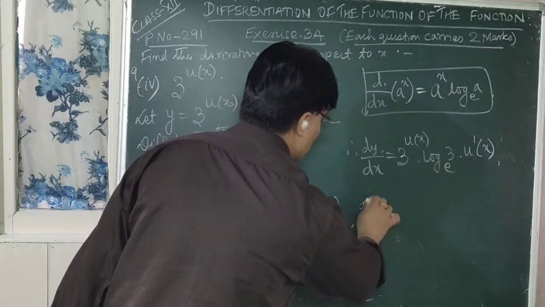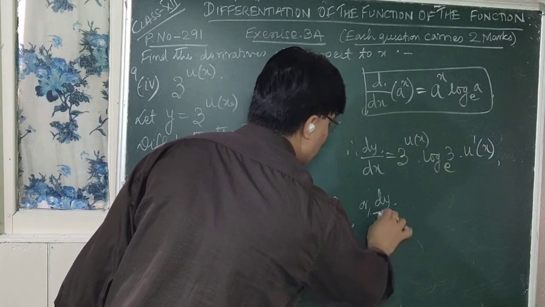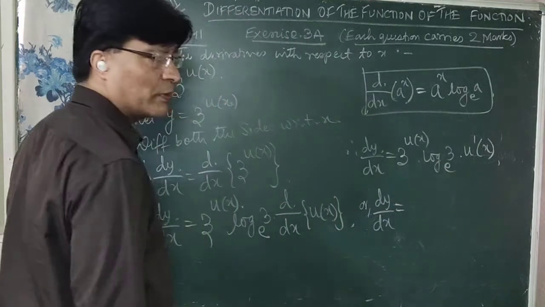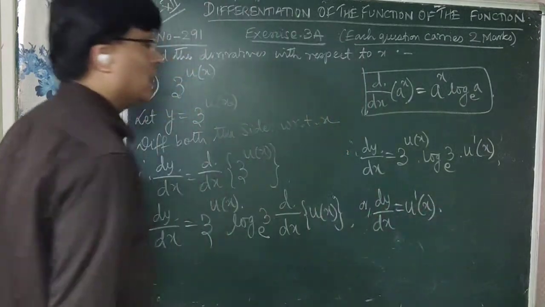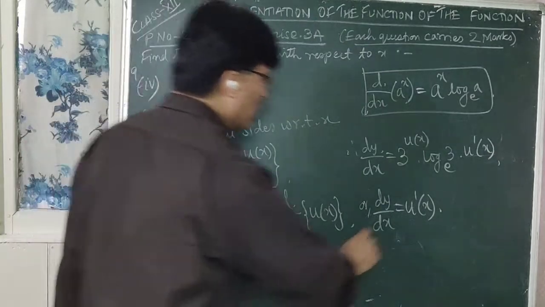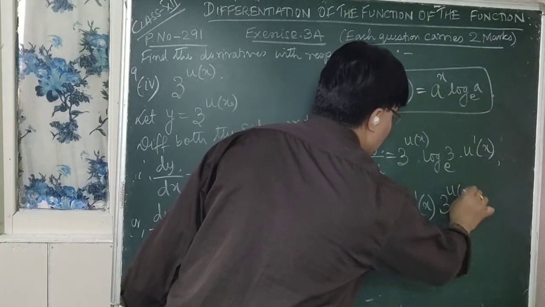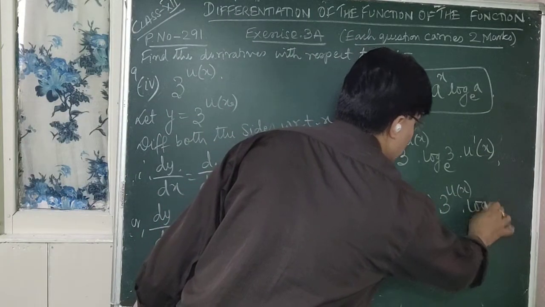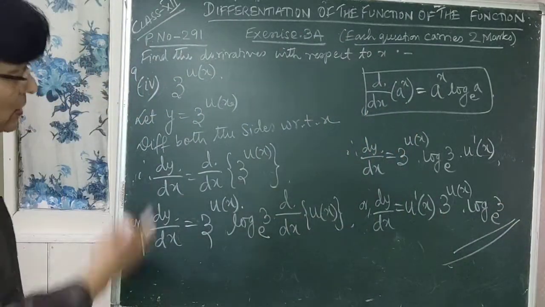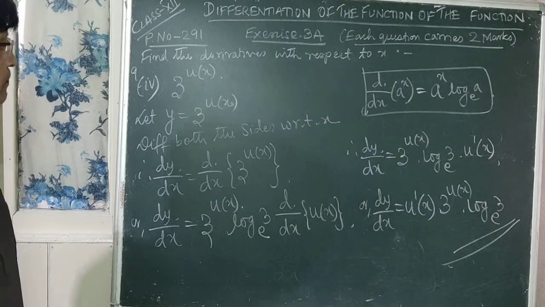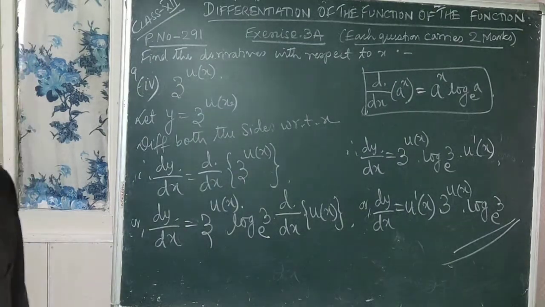Okay. So you may write here dy by dx is equal to, you can write this u dash of x in the front, into 3 to the power u of x into, this is your log 3 base e. So that is the final answer. Is that clear? So we'll do the next question now.